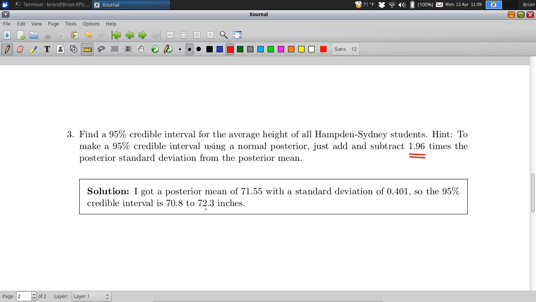And what's supposed to be in here? What's supposed to be in here is the population mean for our population of interest, which is Hampton-Sydney students. So I'm 95% sure that the average height of Hampton-Sydney students is somewhere between 70.8 and 72.3. This works a lot like a confidence interval. And in fact, in the second to next problem, I'll work through how exactly it really is related to the old classical confidence interval formula.